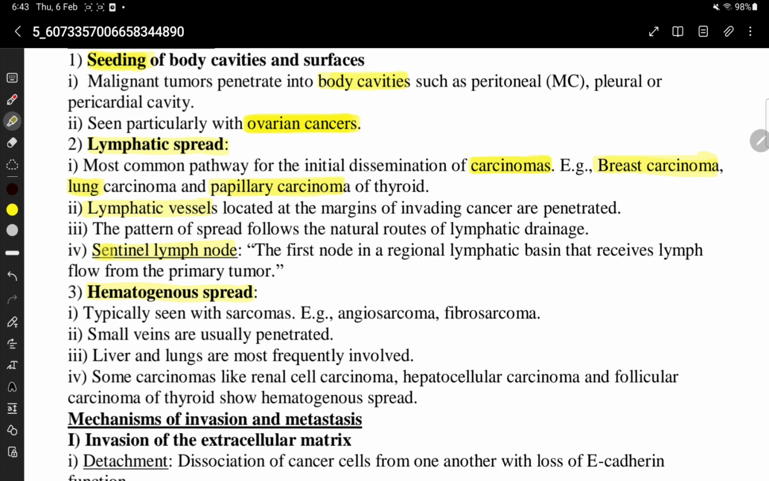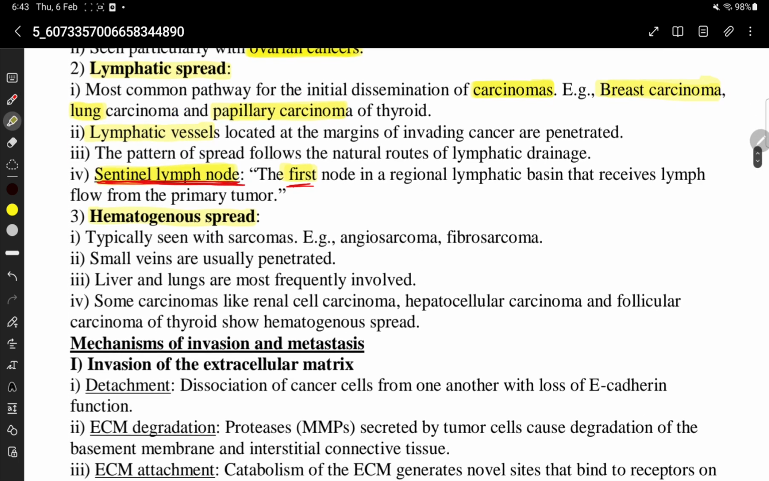Sentinel lymph node: the first lymph node in the regional lymphatic basin that receives the lymph flow from the primary tumor. The sentinel lymph node is the first node in the regional lymphatic basin.